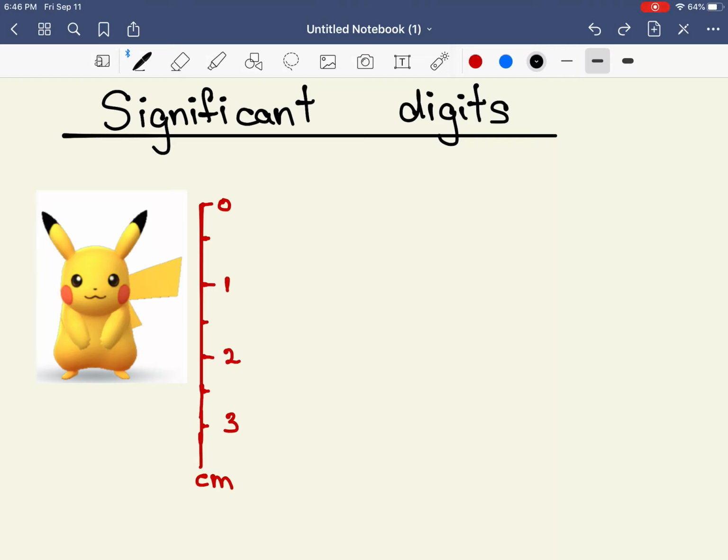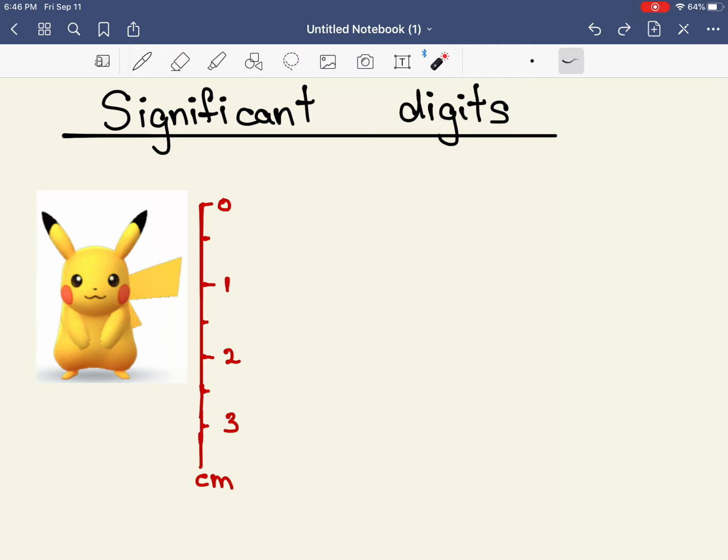Hello guys. So today we're looking at this concept known as significant digits. Some even call it significant figures. Okay, before we begin, I have a little measurement that I want to do.